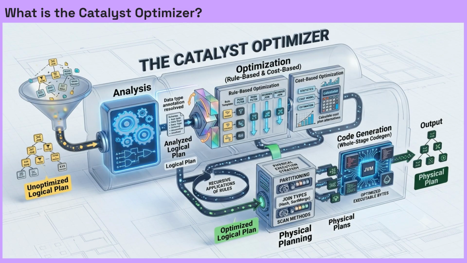Stage 4, code generation, whole-stage codegen. The JVM chip. Instead of running the steps one by one like a slow recipe, Spark passes the final physical plan onto a compiler. The output. It flattens the entire process into highly optimized Java bytecode, optimized executable bytes, that runs directly on the Java Virtual Machine, JVM, at bare metal speed.